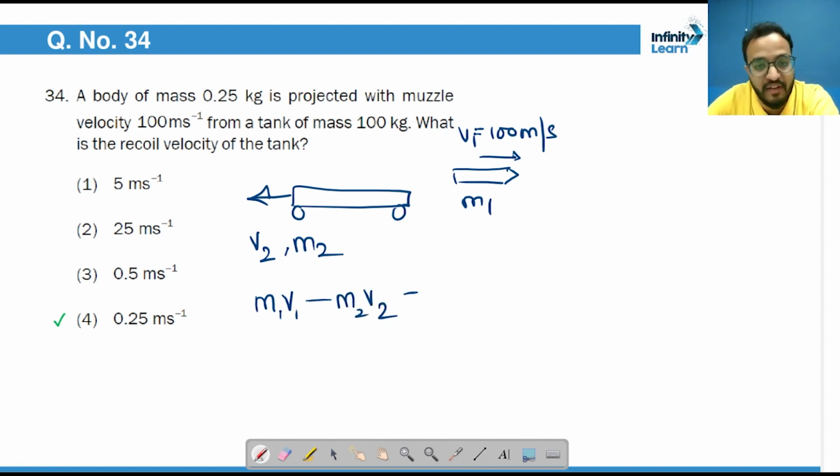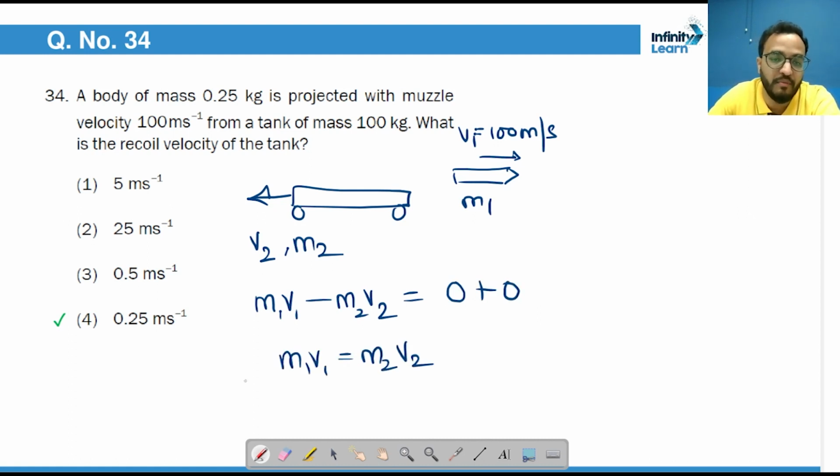Why? Because V2 is negative, definitely. It must be equal to initial momentum, 0 plus 0. So M1 V1 is equal to M2 V2. Now put the values, get your answer, right?